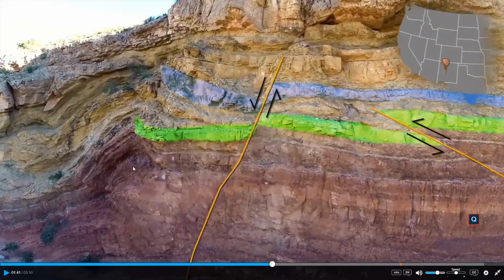You can also see here, we do have a fault here where we can see the displacement. So we do have brittle deformation here. But over on the left of the screen, you can see an area here that isn't a fault. There isn't a break or a fracture here. This would be considered a fold, ductile deformation like we looked at last week.